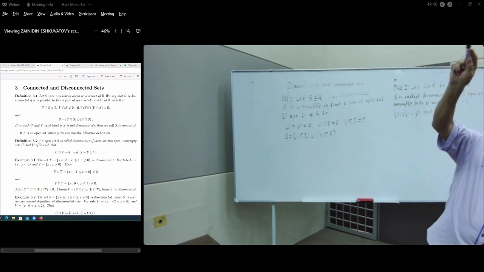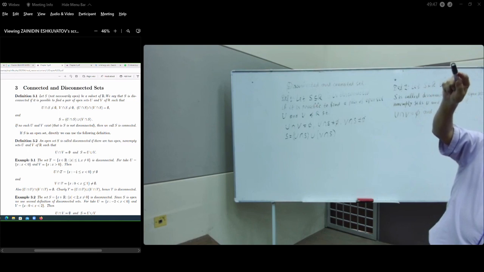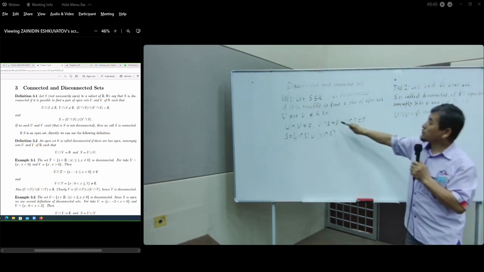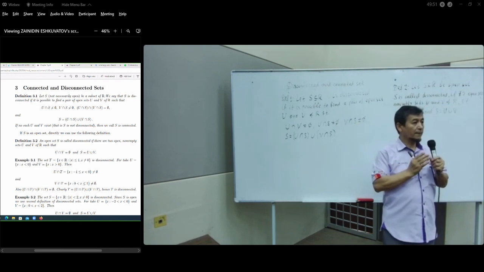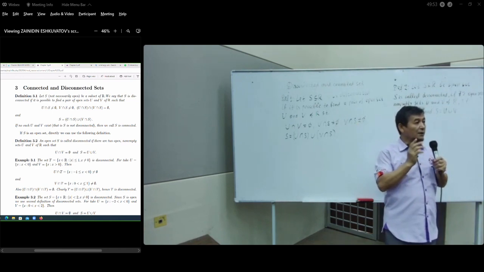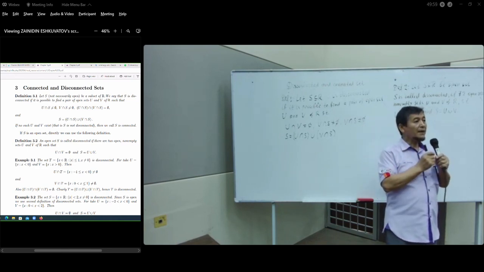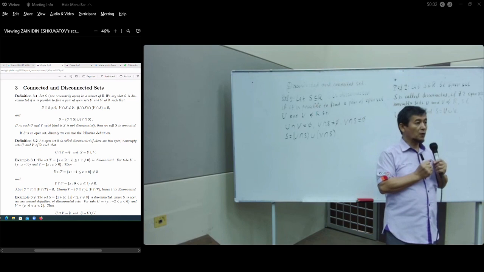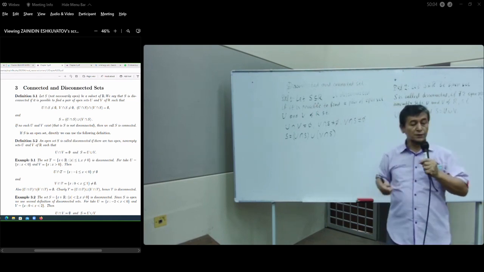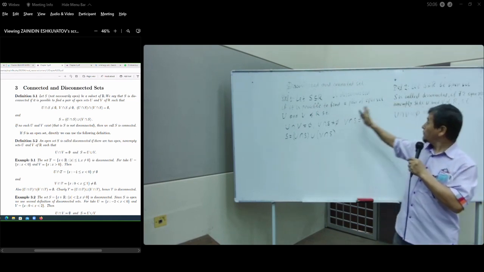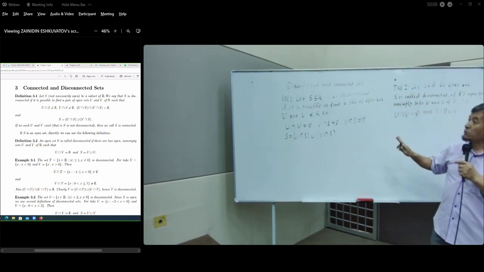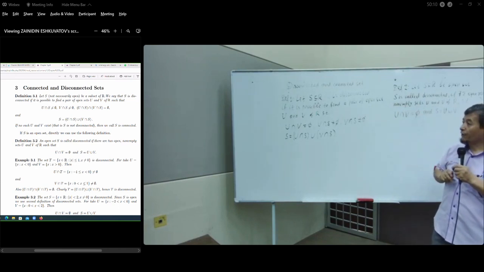But in both cases, U and V are open sets. In the definition, the disconnected set is given with open sets, because later on you will see it can be given by closed sets as well, the intersection of two closed sets.